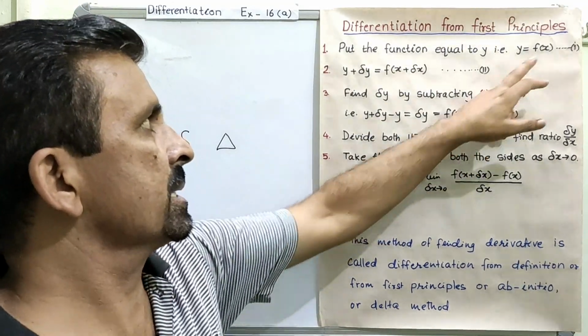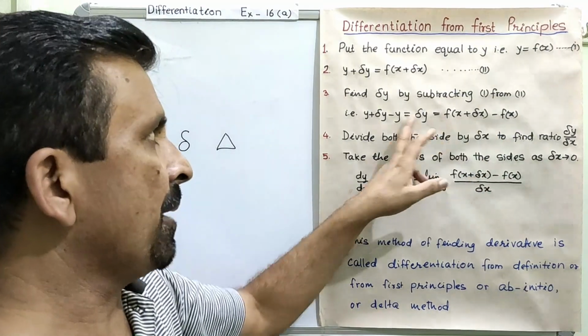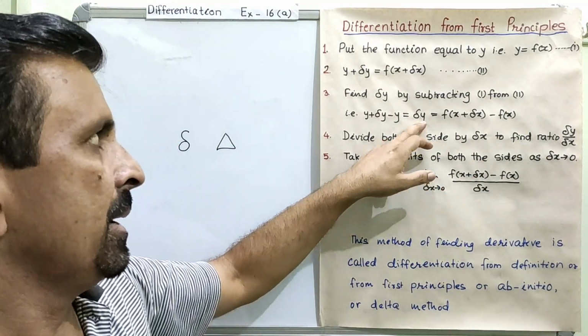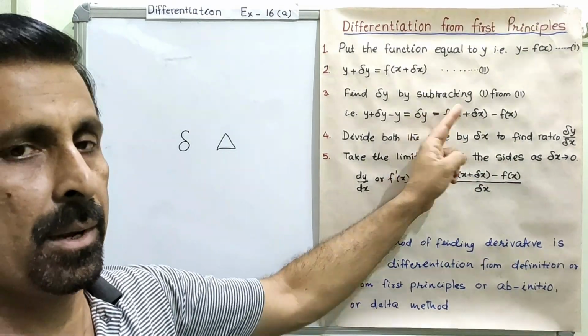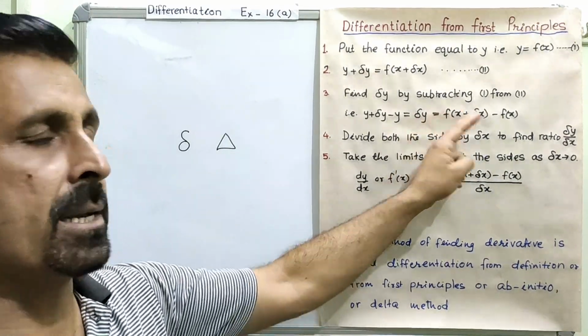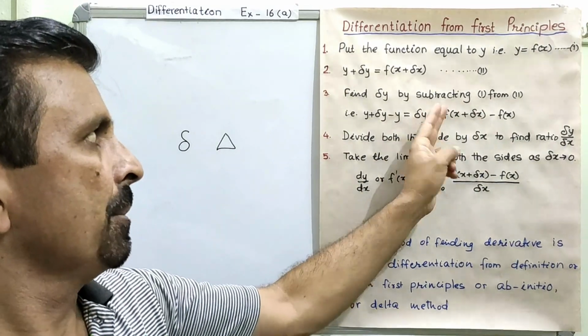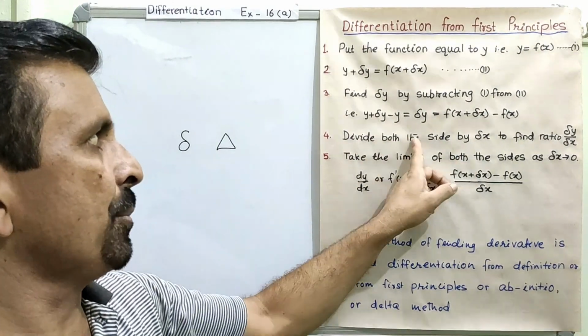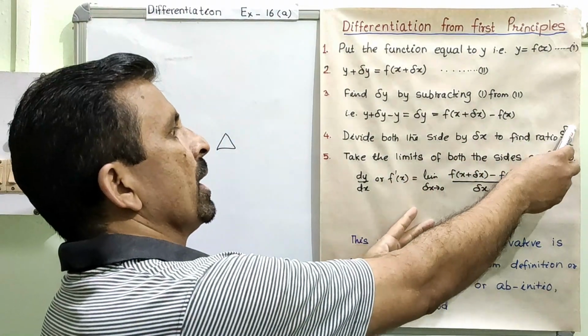So this minus this. Is this very clear? This is step number 3. After calculating the value of delta y, now we are dividing both the sides by delta x, because we are going to differentiate them in terms of x. Therefore, we are dividing both the sides by delta x. So divide both the sides by delta x to find delta y over delta x.